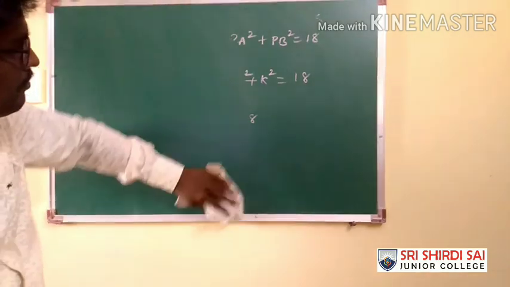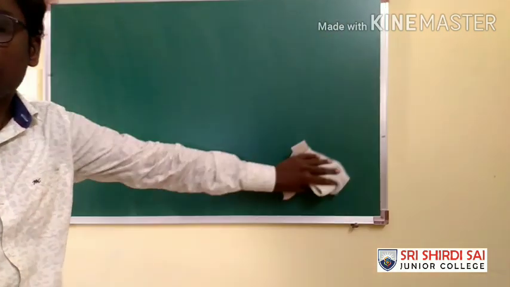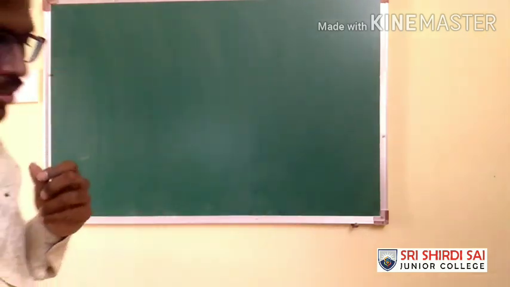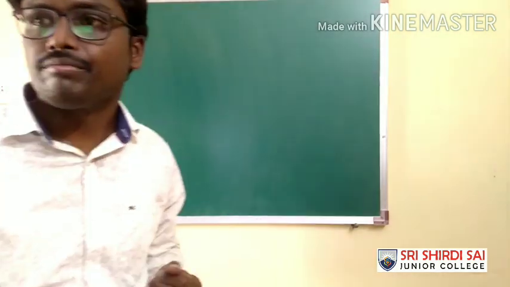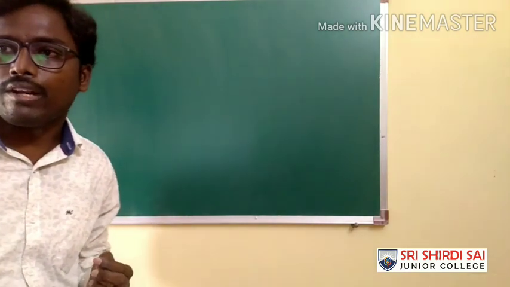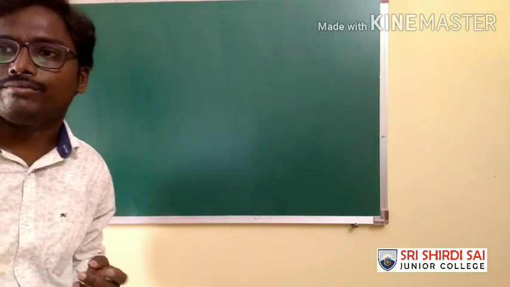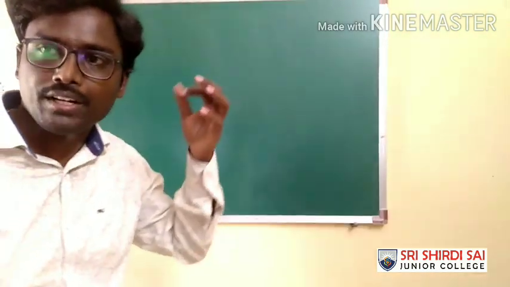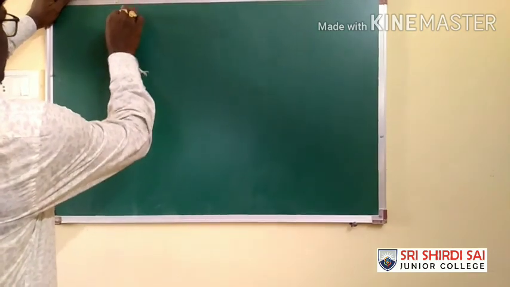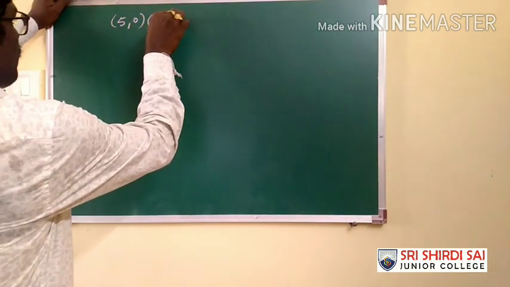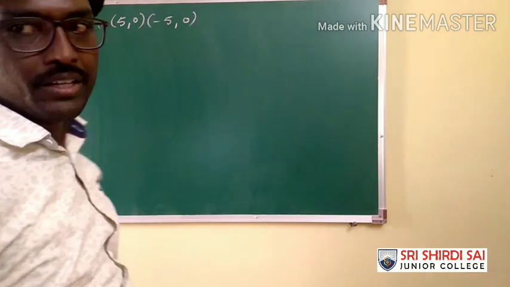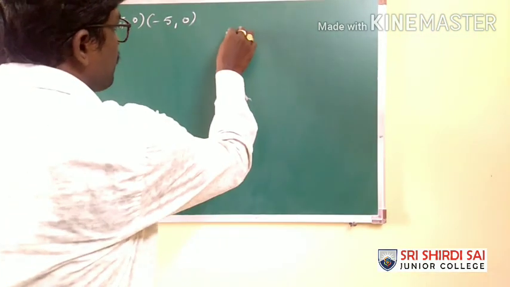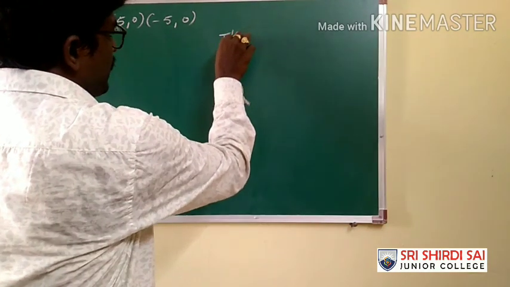Please write down. The ends of the hypotenuse of a right angle triangle are 5 comma 0 and minus 5 comma 0. Then the locus of the third vertex.